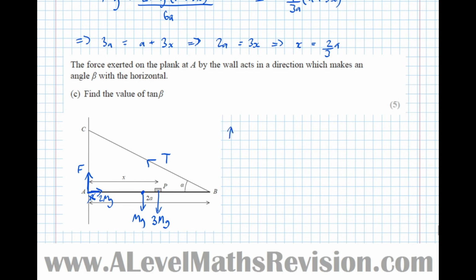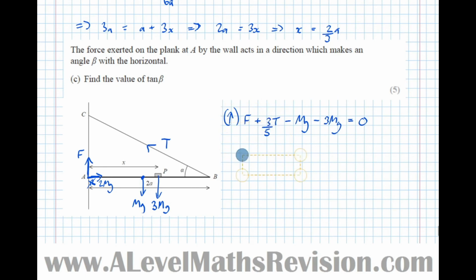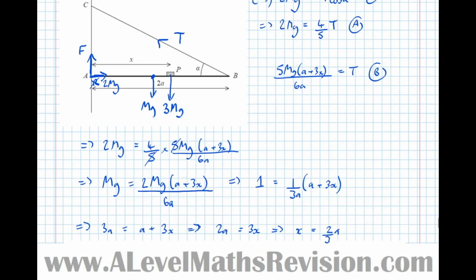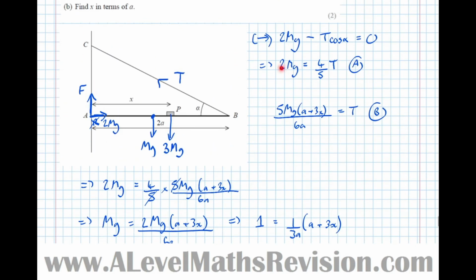If we resolve vertically, all the forces going up: we've got F plus T sine alpha, which we found to be 3/5 T. We can replace T a bit later. Then downwards, take mg, take 3mg. It's in equilibrium, so that's equal to 0. In the previous part, we got this equation that linked tension and mg: 2mg is 4/5 T. I've copied that down there.